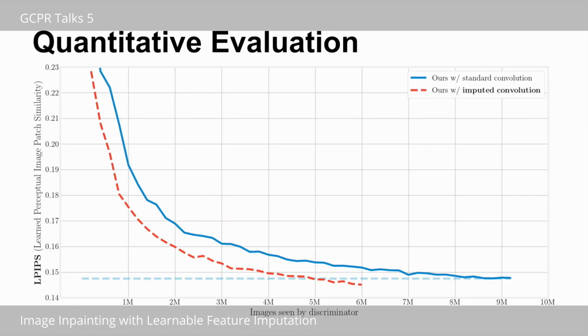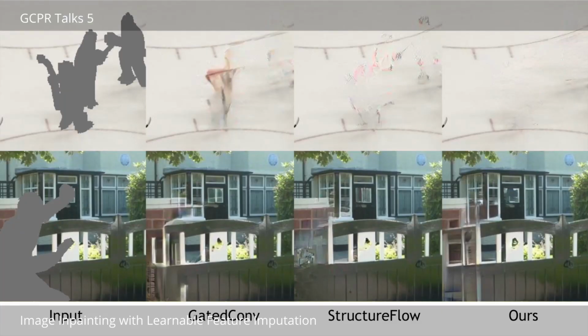Looking at our baseline network, we observe significant improvement when we replace all standard convolutions with our imputed convolution. From our qualitative results, we show state-of-the-art in inpainting for large missing regions. Please see our paper for more details.